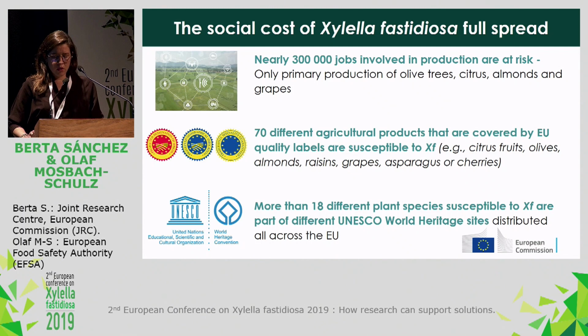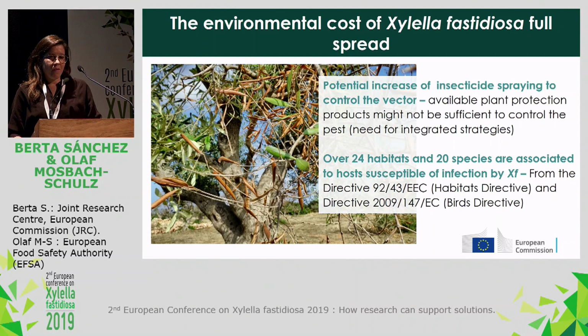And finally, for the environmental cost of Xylella fastidiosa, according to the full spread and according to the tables that Olaf was showing, we estimated a potential increase of insecticide spraying to control the vector, and over 24 habitats and 20 species that are associated to hosts susceptible to infection by Xylella fastidiosa, and that are included in the directives of habitats and birds.